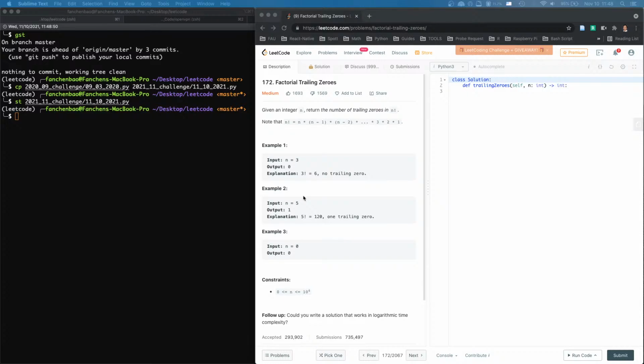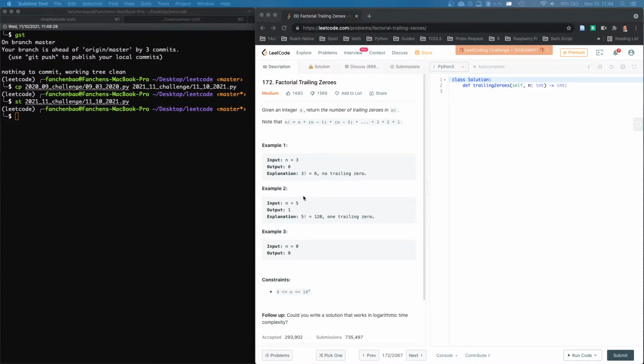And then, every 5 times, we get another 5. So 5 times 5, that's 2 5s, right? And then 5 times 5 times 5. Let's make this unnecessarily convoluted, right? Let's see how convoluted this is.